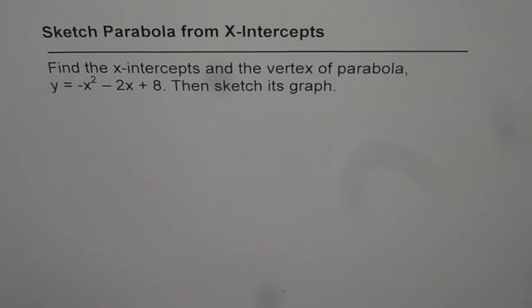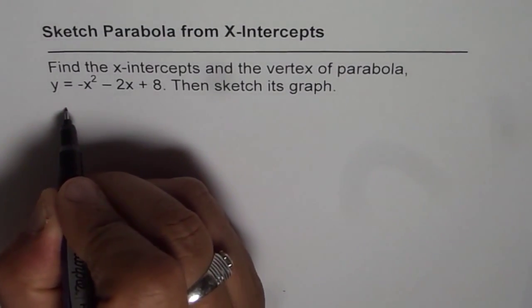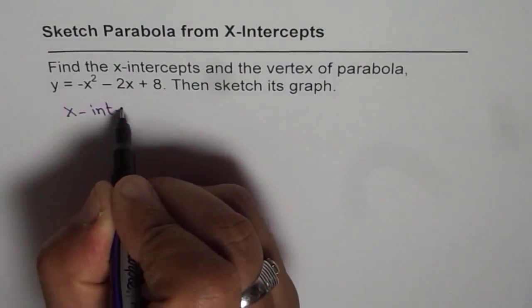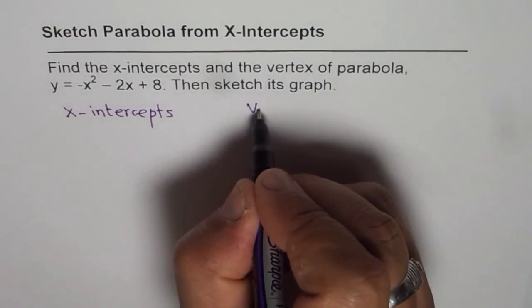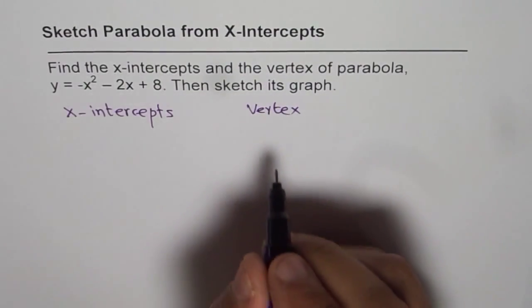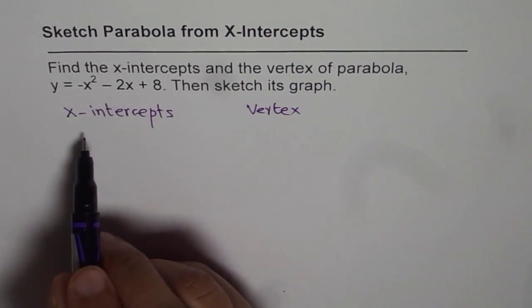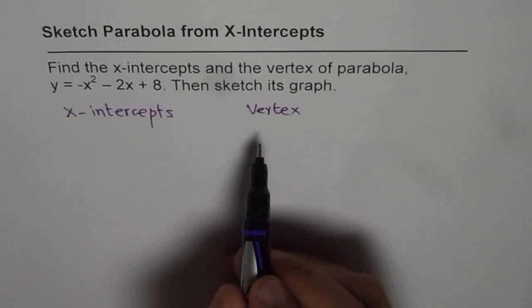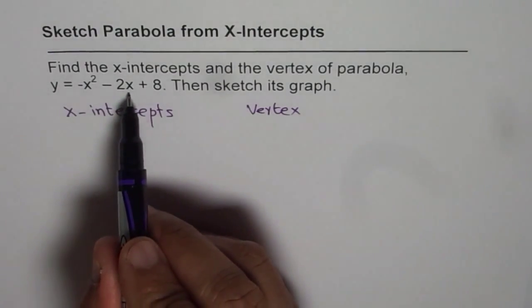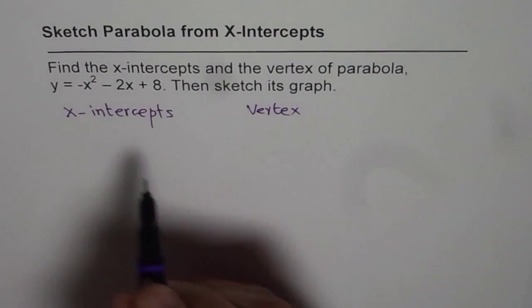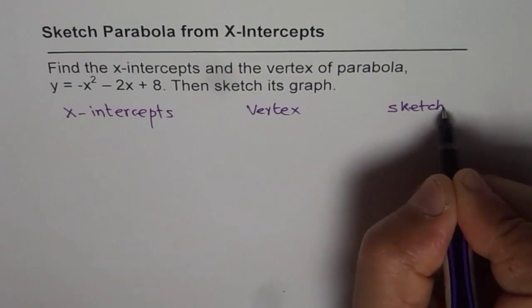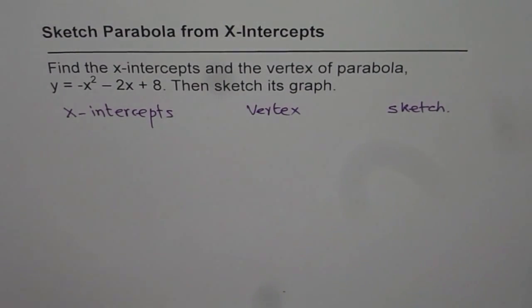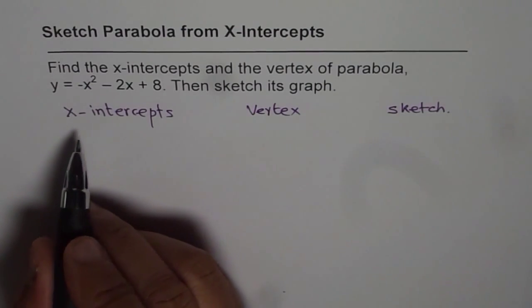So there are three steps involved. First we'll find the x-intercepts. Once we find the x-intercepts, we can find the vertex. The vertex lies on the axis of symmetry, so the average of the two x-intercepts will give us the x value of the vertex, and substituting that x value we can find the y value of the vertex. Once we have these two, then we will sketch the graph. So these are the three steps to be followed whenever you want to sketch a parabola from x-intercepts. So let's start with the x-intercepts.